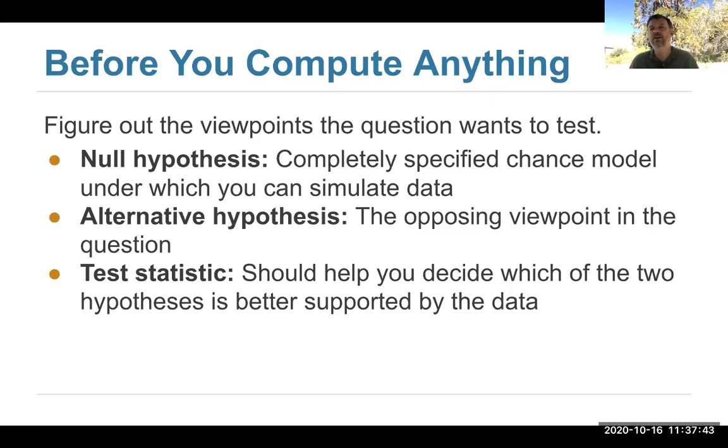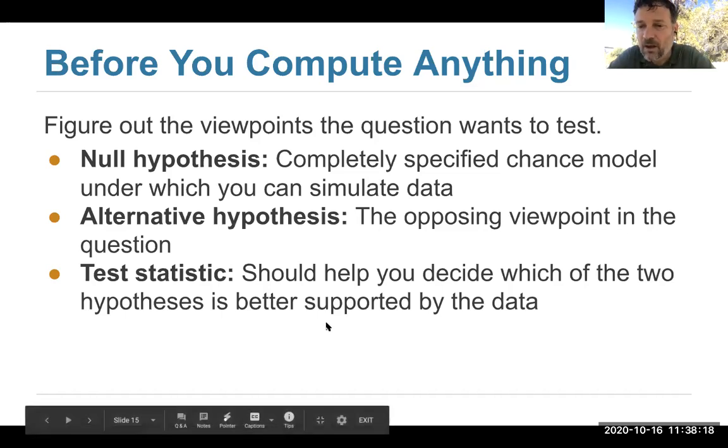In particular, the property we want a test statistic to have is that the larger the value of the test statistic, the more it supports the alternative hypothesis, and the smaller the value, the more it supports the null hypothesis. Or also okay would be the other way around: the larger the value of the test statistic, the more evidence for the null, the smaller the value, the more evidence for the alternative. But we want it to be smoothly going in one direction. I'll do several examples.